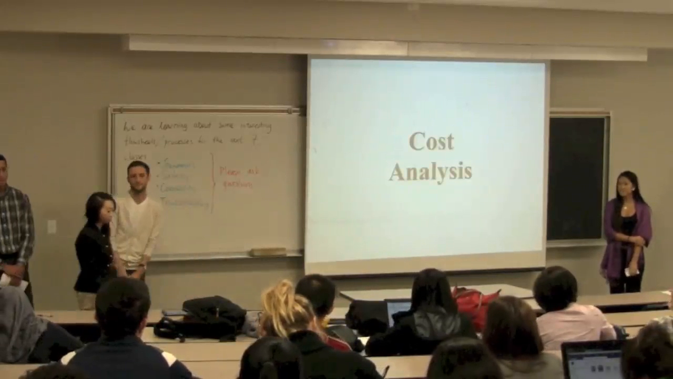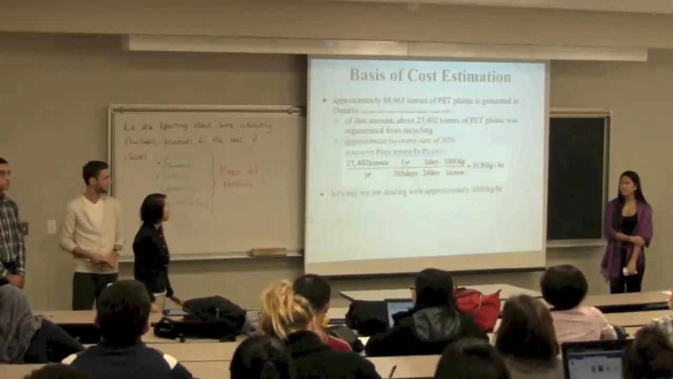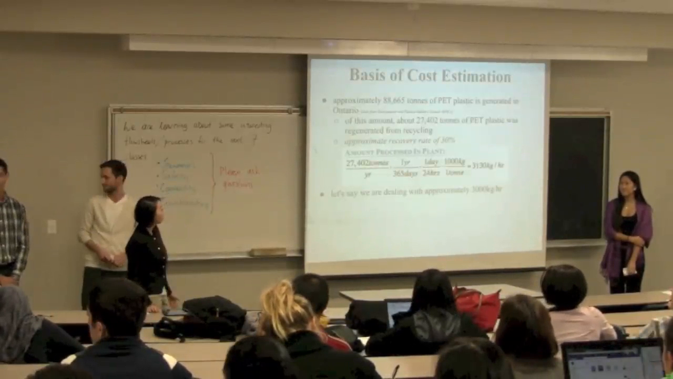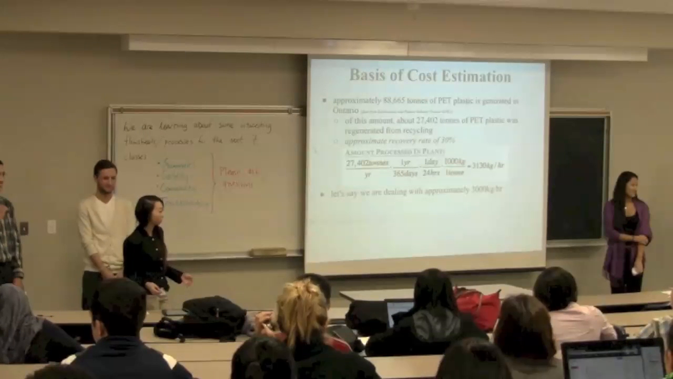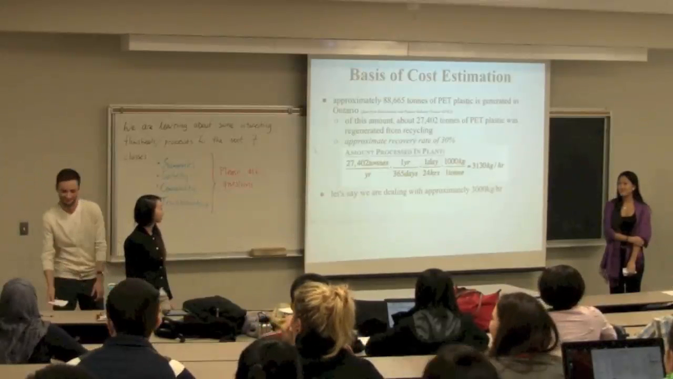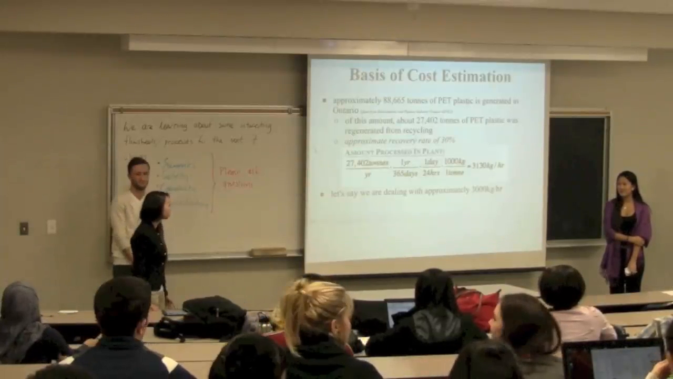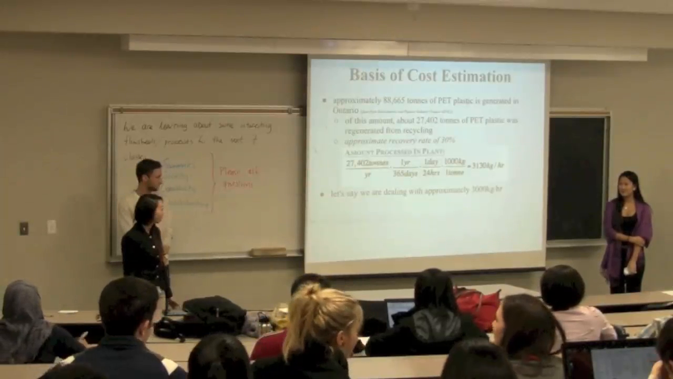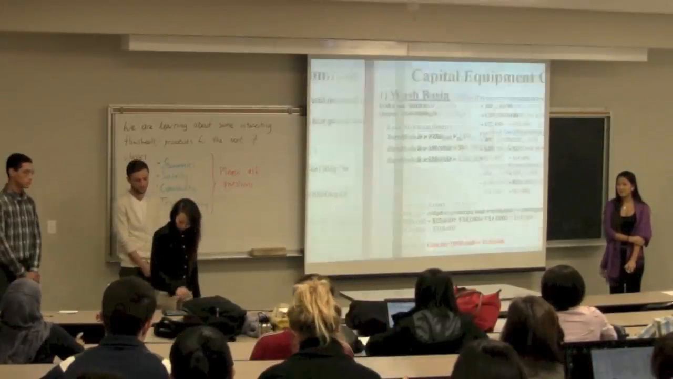Now for the cost analysis. The basis of our cost estimation is that we have approximately 89 tons of plastic generated from water bottles in Ontario a year. Of this amount, 30% is recycled, so approximately 27 tons. The basis of our cost estimation is converting this into kilograms per hour, so let's say we have approximately 300 kilograms per hour.